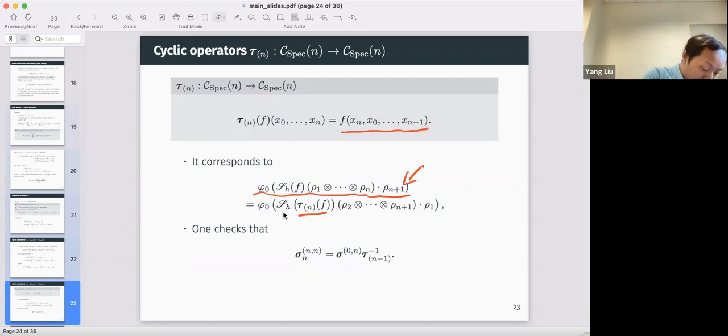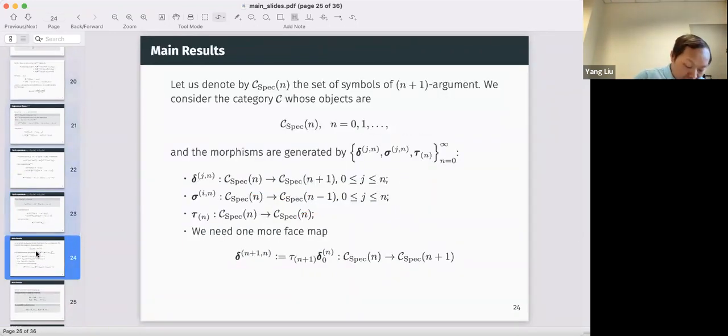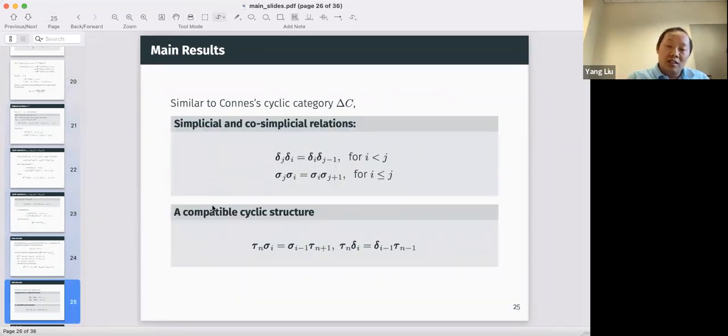To summarize, I'm running out of time. I have introduced a bunch of operators on the space of symbols, denoted by C of n, the space of symbols with n plus one arguments. I want to view it as a category. These symbols are the objects, and these basic transformations from variations form the generators of the morphisms. The main result is that, with this set of generators from variation, I obtained almost a cyclic category.